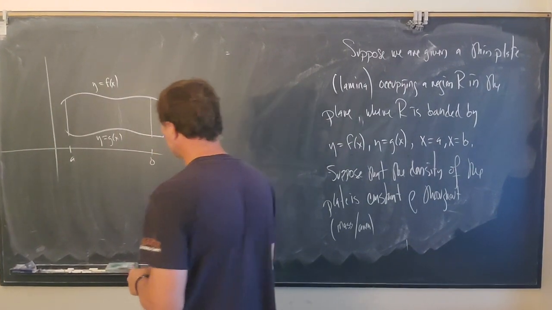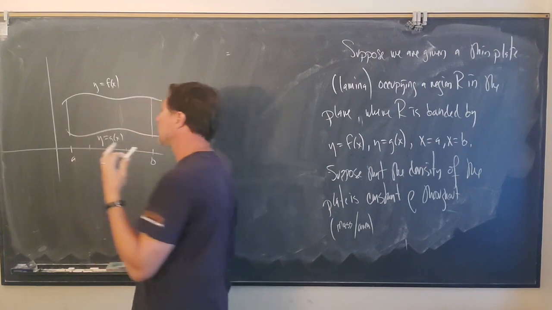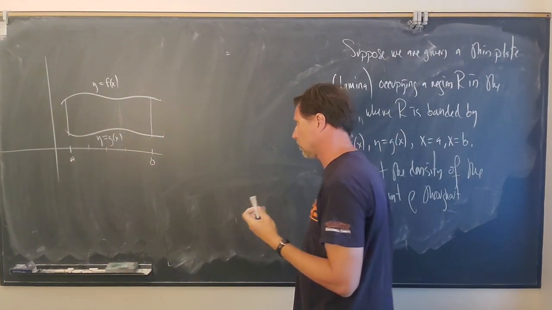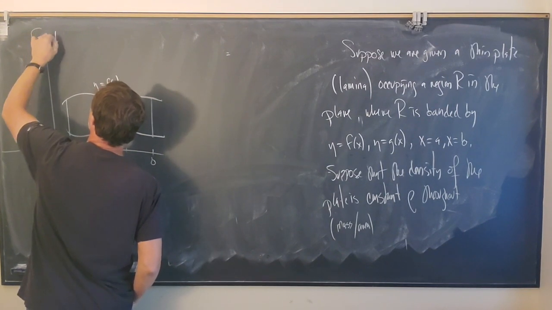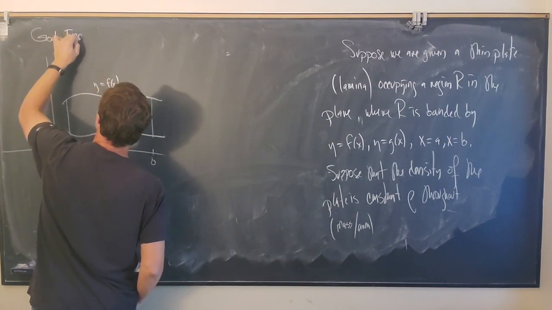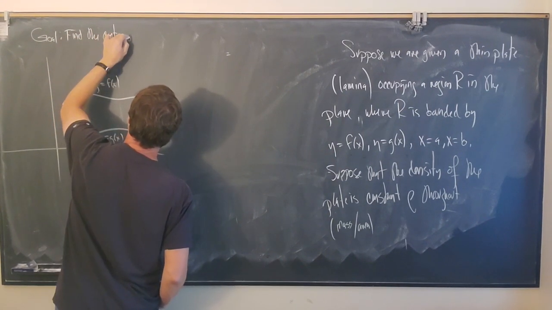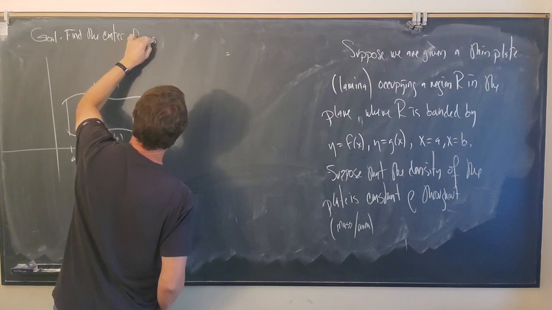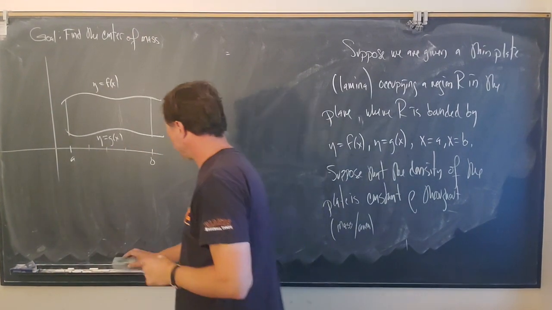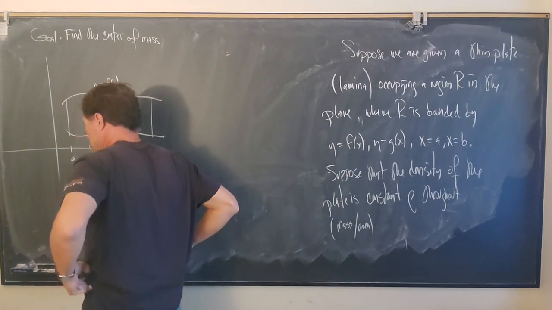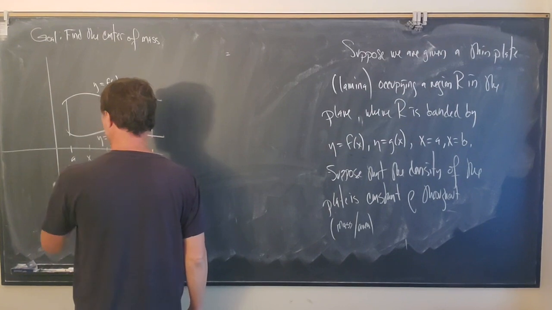Okay, so now we'd like to solve this problem in the usual way. Our goal is to find the center of mass. All right, in fact, let's write this down. So goal, find the center of mass. And the way we're going to do this is we're going to approximate it first. So we're going to partition. I'll write down the steps in a second.